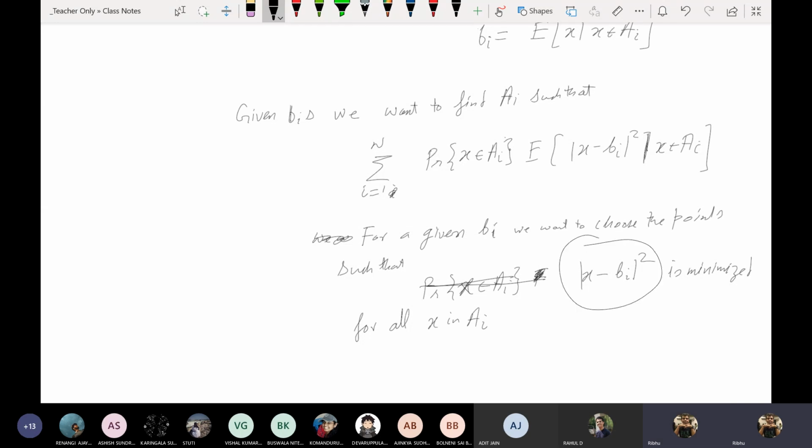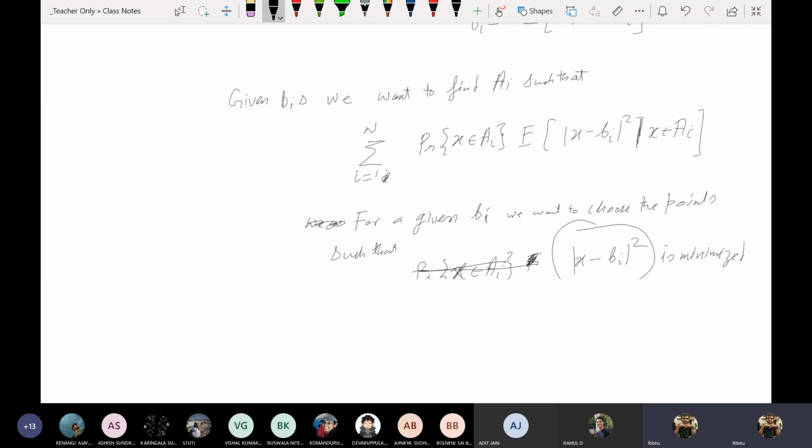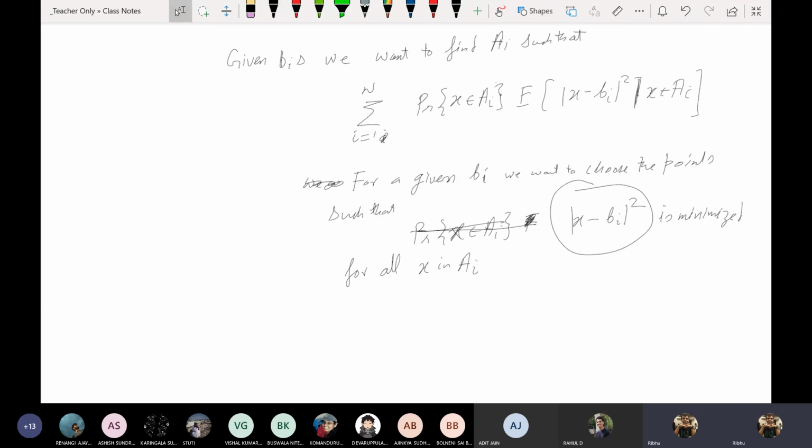When we define Euclidean distance in the next semester, this will become clearer. But this is the nearest neighbor approach: we want to choose the points that are closest to the b_i. So for each set we choose the points that are closest to b_i, and for each set that is given, we choose the b_i as the centroids of those sets. This is done iteratively to get the optimal quantizer.